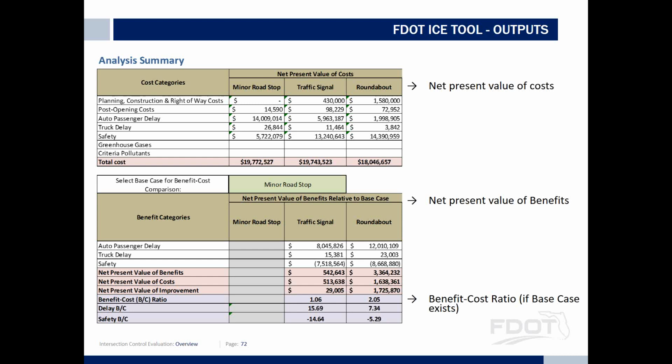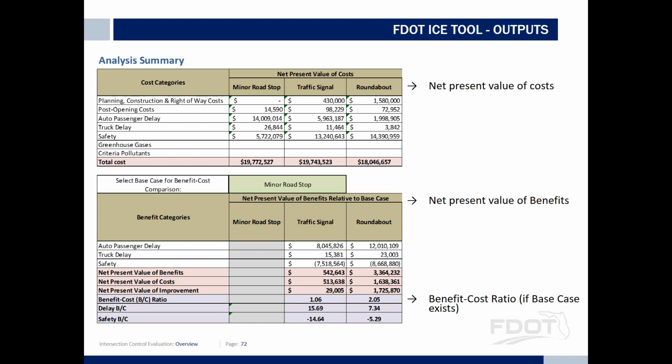You go down to the comparison now using the net present value of benefits. The safety is comparing the safety with the existing safety. So it's a negative number because safety has a value of 5.7 million, comparing to a value of 13 million and 14 million for the roundabout. So obviously you're going to have a negative number there. And if you go down to the net benefit cost ratio, you're seeing the traffic signal and the roundabout competing, and the roundabout comes out better. So that right there is the bottom line.